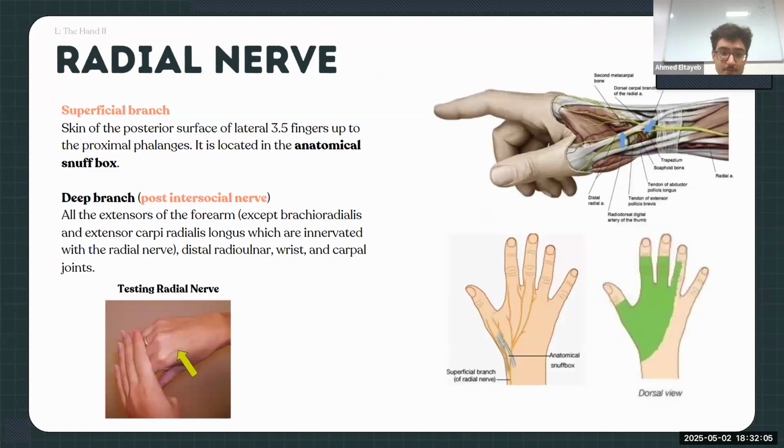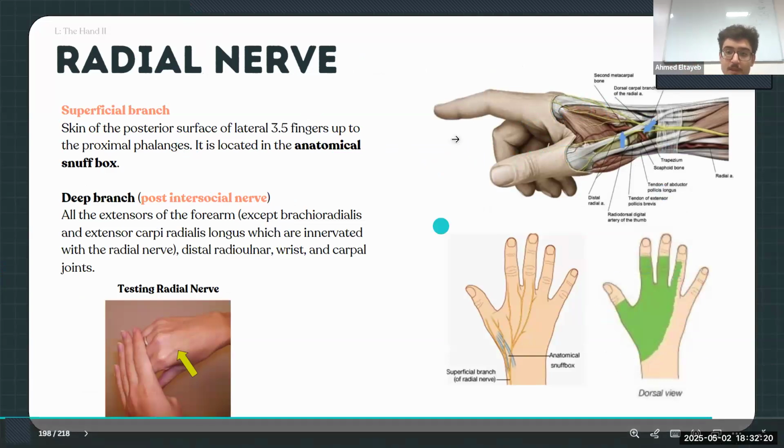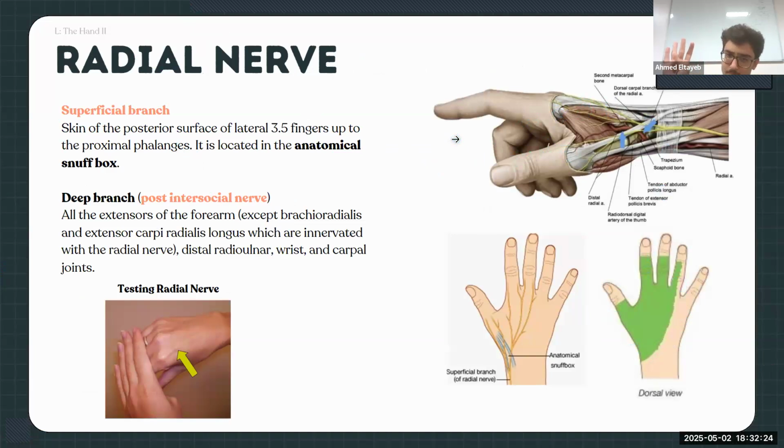And now we're going to talk about the radial nerve. Radial nerve is going to give us mainly a superficial branch, okay, in the hand. Because in the hand, none of these muscles are innervated by the radial nerve. It's purely cutaneous. As you can see, it's mainly in the dorsal aspect. The radial nerve will course through the anatomical snuff box as well with the radial artery too.